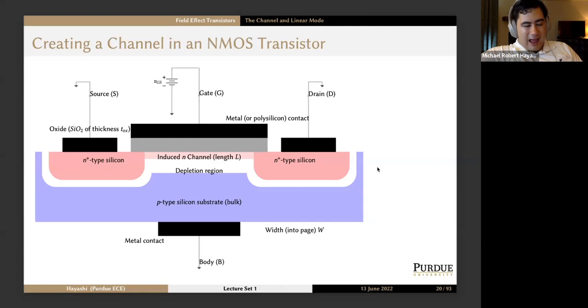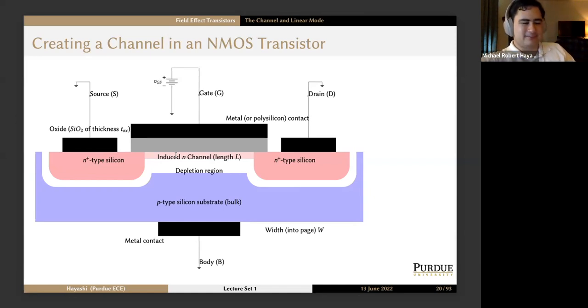So how do we get from the cutoff mode, where we've talked about having 0 gate to source voltage? Now we're going to apply some gate to source voltage here, where source is grounded, body is grounded, drain is grounded, and we're going to apply a little bit of voltage here. So we're going to get this sort of picture.